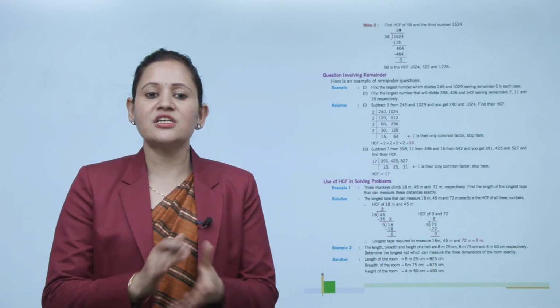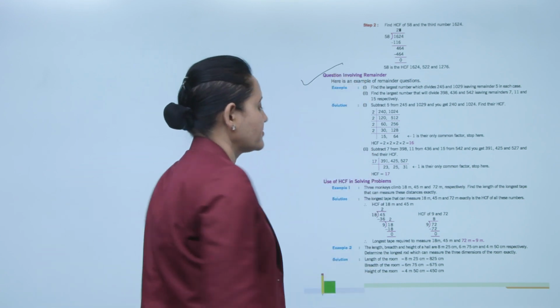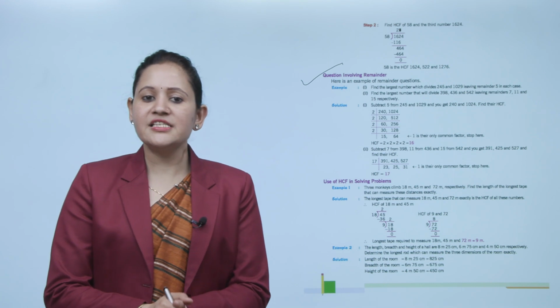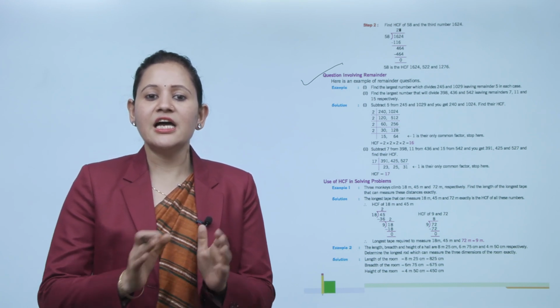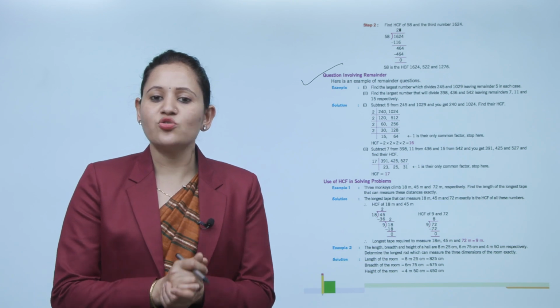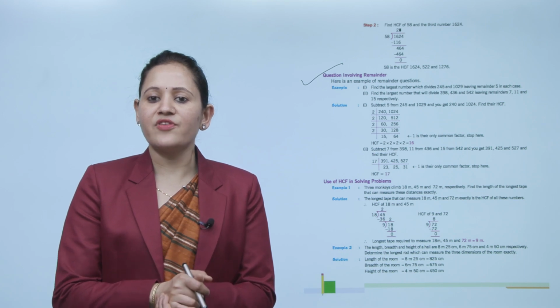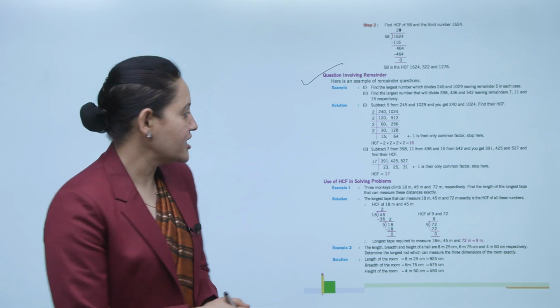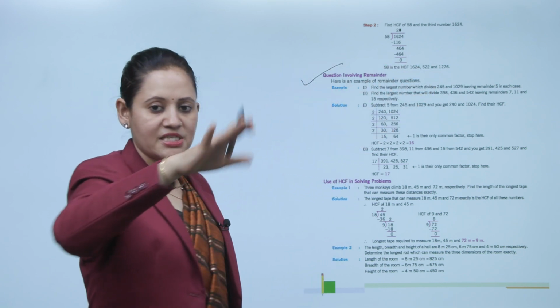Next is a question involving remainder. Here is an example for the remainder question. For example, find the largest number which divides 245 and 1029, leaving remainder 5 in each case. So in this case, remainder 5 means 5 is left over, that is extra.